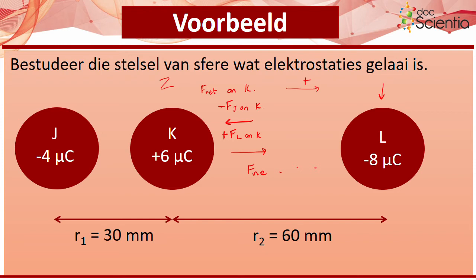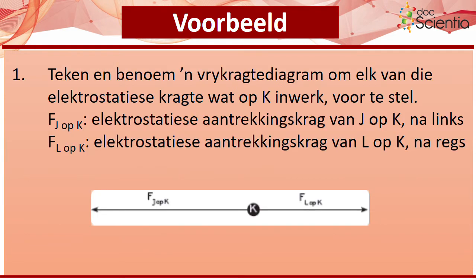Okay. So jy gebruik die tekens van die ladings om te besluit. Trek hy hom aan, met ander woorde, sy krag is na daai rigting toe, of stoot hy hom af, met ander woorde, daai krag word ervaar weg van hom af. Got it. Kom ons doen dit. Teken en benoem 'n vrye kragte diagram om elk van die elektrostatiese kragte wat op K inwerk voor te stel. And there you have it. Nee, puntlading, bla bla bla.